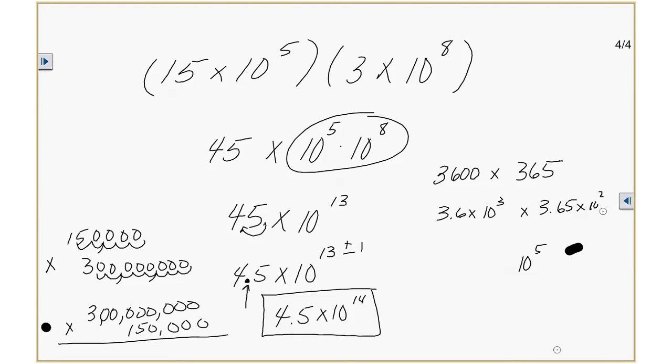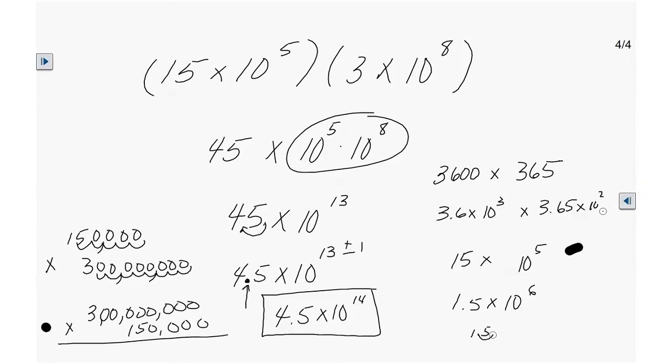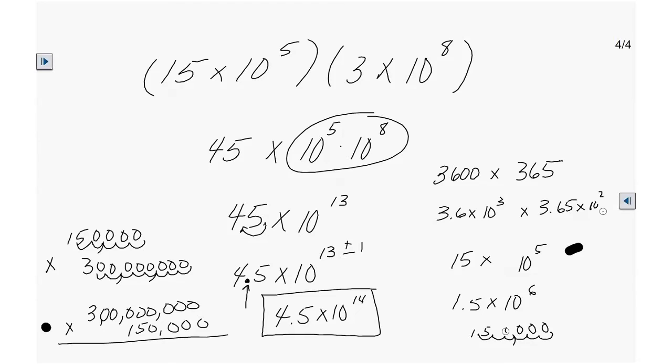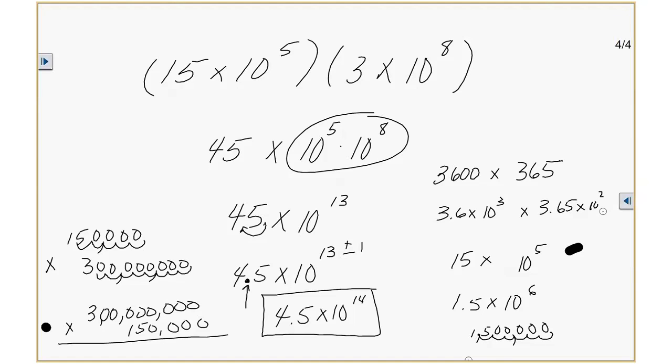And then 3.6, and you're going to get around 16, I mean, yeah, a little bit less than 16, which would be, what, 15? Around 15, which would be 15 times 10 to the fifth. So that'd be 1.5 times 10 to the what? Sixth, which is 1.5. 1, 2, 3, 4, 5, 6. So there's 1,500,000 minutes in a year.